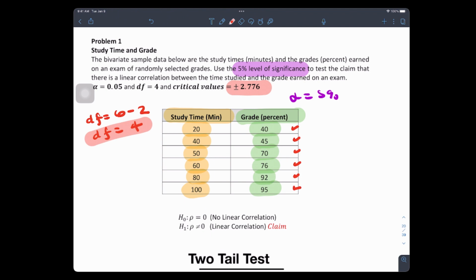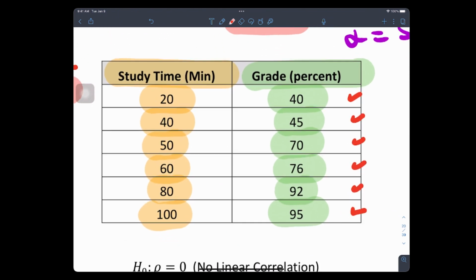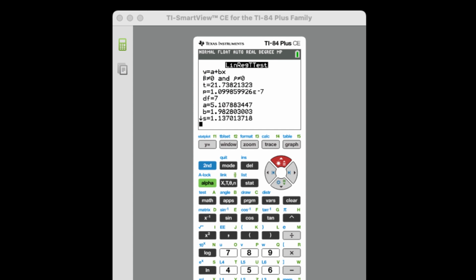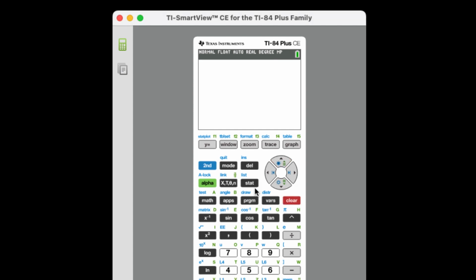But first, we got to do what? We got to do a scatter plot, don't we? We got to enter the data and do a scatter plot. We want to see if we should proceed with a hypothesis test. So let's enter this data. What if the scatter plot is random? All right. How do you enter data?